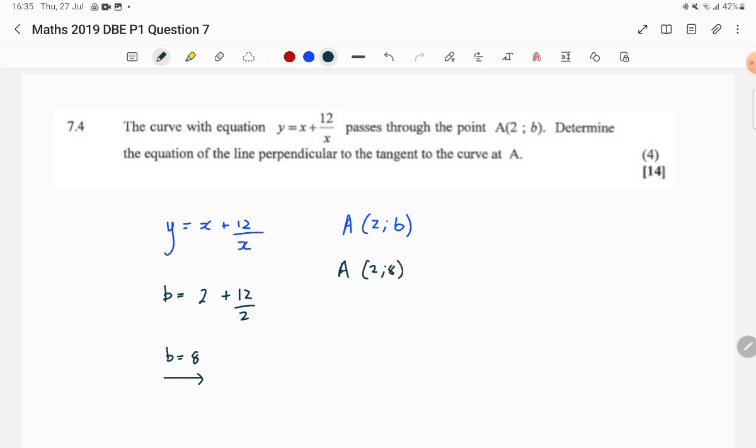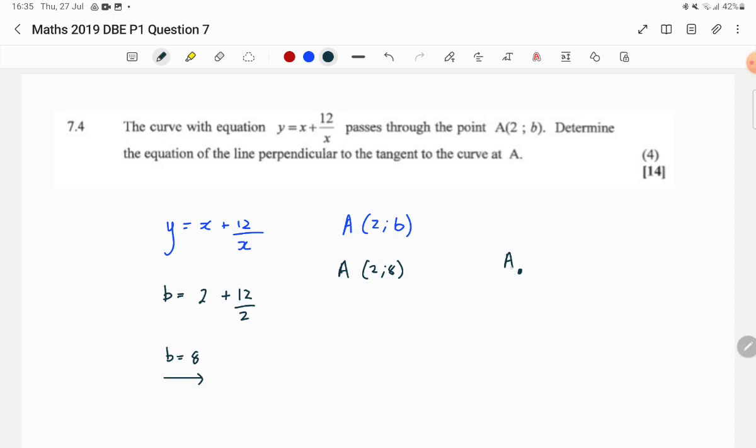Now that we've completed that unknown, what they want us to do is determine the equation of the line perpendicular to the tangent to the curve at A. So if we draw some sort of curve, and this is our point A, we need to determine the equation of the line perpendicular to the tangent.